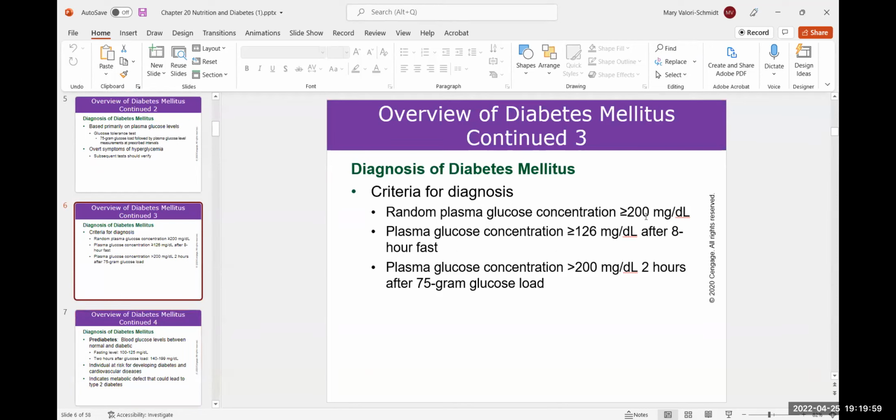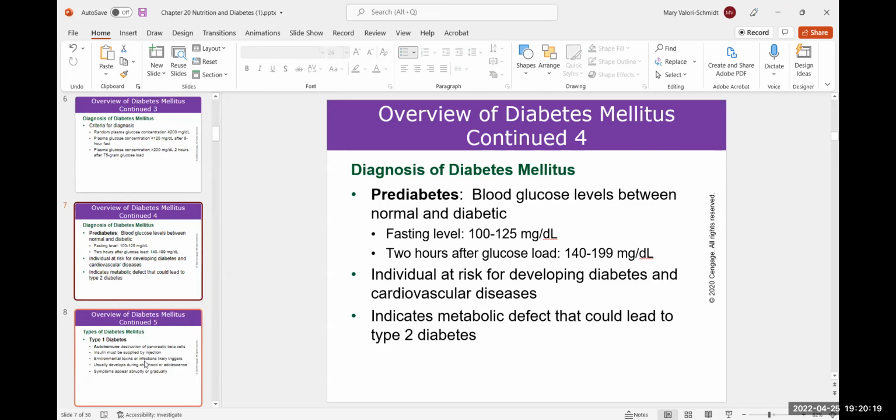So a random blood sugar of greater than 200, a fasting blood sugar of 126, no, 120, and plasma glucose concentration greater than 200, 2 hours after you drink that nasty drink, that 75-gram glucose load drink.